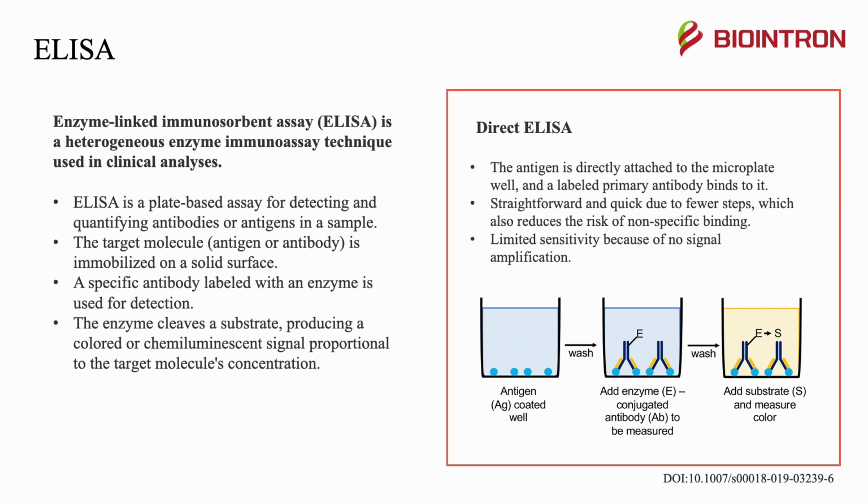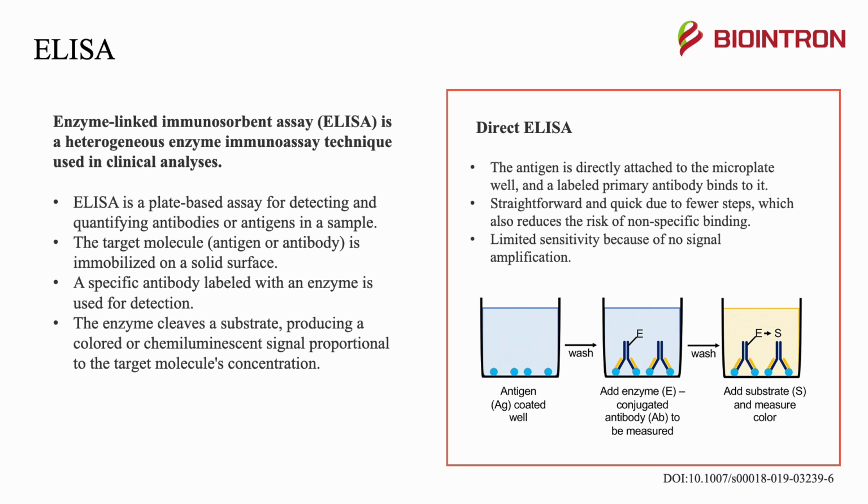Enzyme-linked immunosorbent assay, or ELISA, is a heterogeneous enzyme immunoassay technique used in clinical analyses. ELISA is a plate-based assay for detecting and quantifying antibodies or antigens in a sample. The target molecule, antigen or antibody, is immobilized on a solid surface. A specific antibody, labeled with an enzyme, is used for detection. The enzyme cleaves a substrate, producing a colored or chemiluminescent signal proportional to the target molecule's concentration.